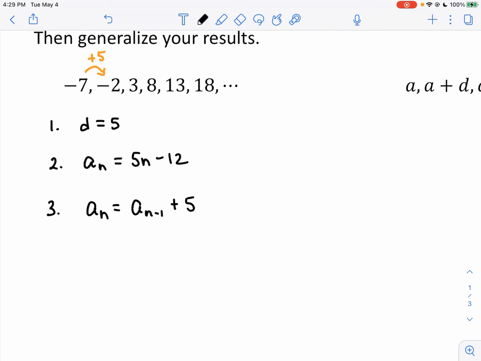And then when you give a recursive definition, you do have to give enough of the initial terms to get this started. So the first term is negative 7. So combined, if we know the first term is negative 7, and then we know this pattern, to go from term to term, you add 5, then we can produce the rest of the sequence.